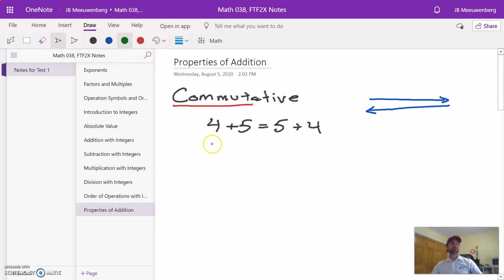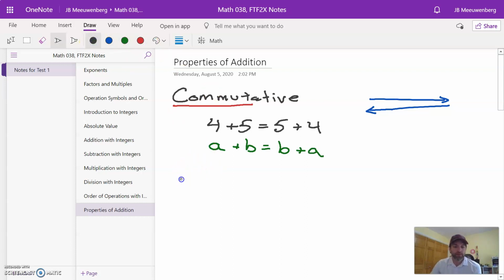In sort of an algebraic way, and we're going to talk about variables more a little bit later, but variables can represent any number. They're letters that represent a number. We can say a plus b equals b plus a, right? And that's going to be true for any real number. Okay, that's the commutative property.